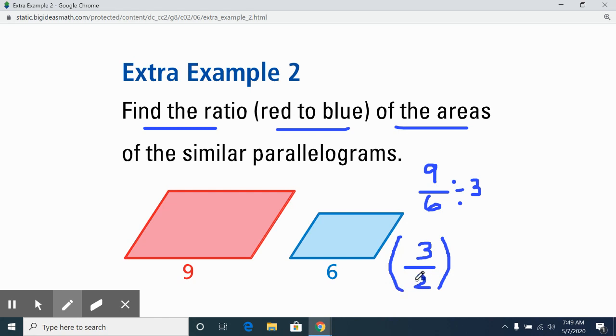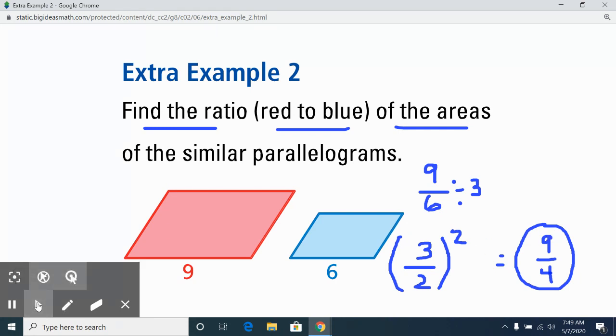Now the difference between this and perimeter is I need to square that to get my final answer. So 3 squared gives me 9, and 2 squared gives me 4. So this is my final answer here. This is my ratio of the areas of these two parallelograms.